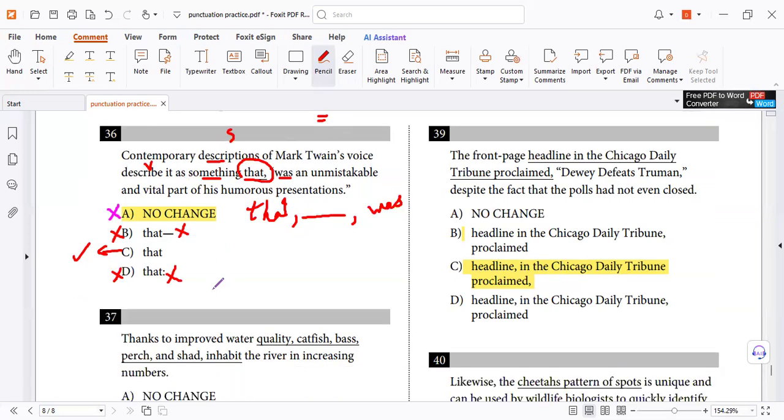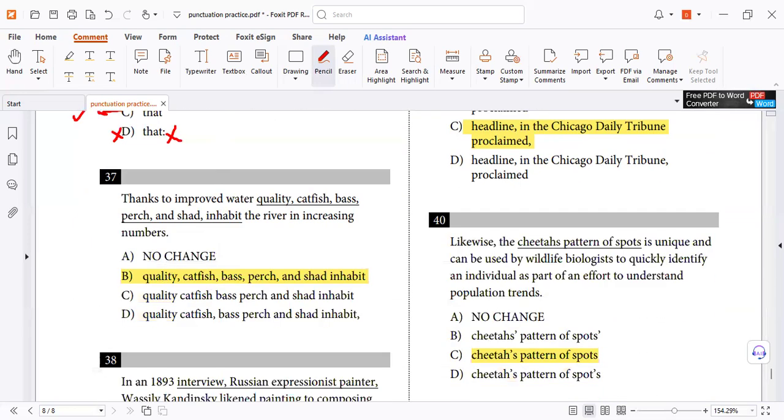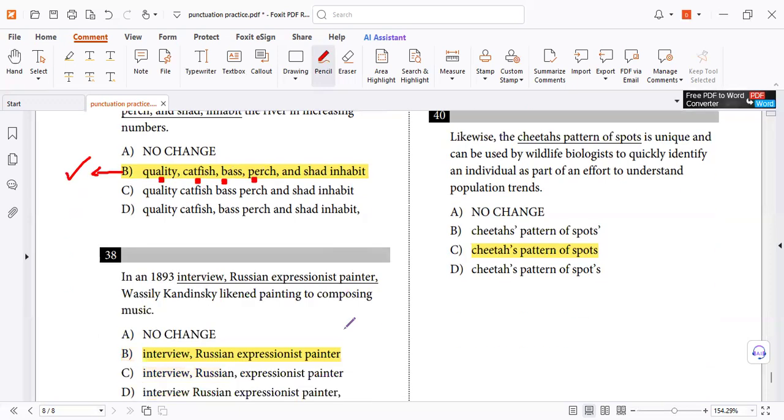Always follow the rules. Number 37, you made it B and it's correct. And it's correct, of course, because we have a list, and be careful about the list. Be careful, it's one word, all of them, or it's a compound noun. That is correct.